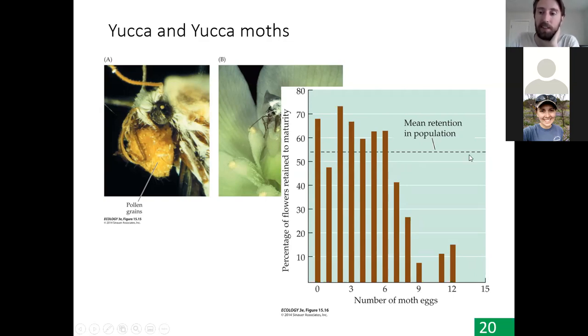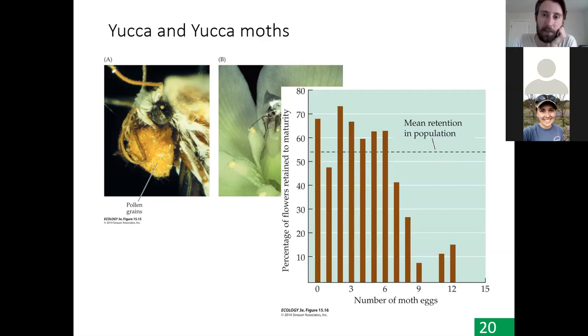This dotted line here is sort of the mean retention in the population. So this is kind of like the evolved level of how many flowers the yucca is going to keep. And yeah, you can see that it keeps more than that if the moth lays 6 eggs or fewer. And it really drops its flowers if the moth lays more than that. And so yeah, this is a cheating prevention mechanism that's evolved in the yucca.